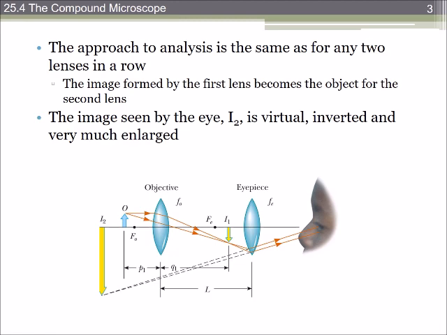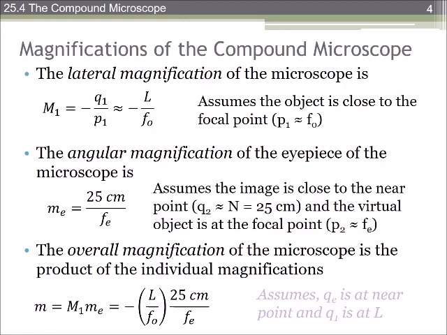So the approach to analysis is the same for any two lenses, and we're going to approach it basically as just two lenses, like we've done in the past. The image formed by the first lens becomes the object for the second lens. So there's nothing here, but since that's where the light rays converge, we can send those rays through another lens and reconverge them. The equations that are specific for microscopes are these equations, and you'll notice that there are a lot of assumptions built in.